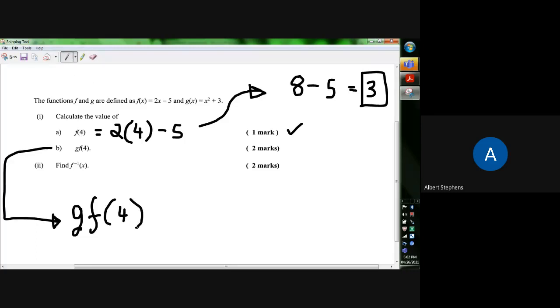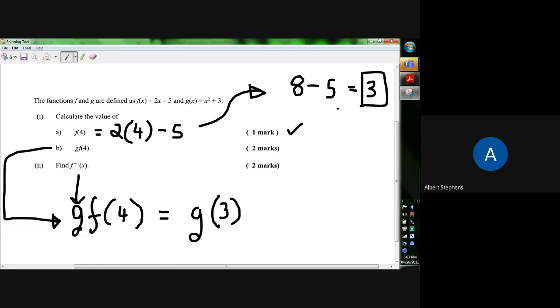All right. So the question says to find GF of 4. Now to answer this question, we need to find F4. Now, would you agree with me that if I find F4, what function is left back? G. Would you agree? Yes. So what is F4, by the way? F4 is 3 that we just worked out, and we got 3 using the F function. So GF4 becomes G of 3. All right.